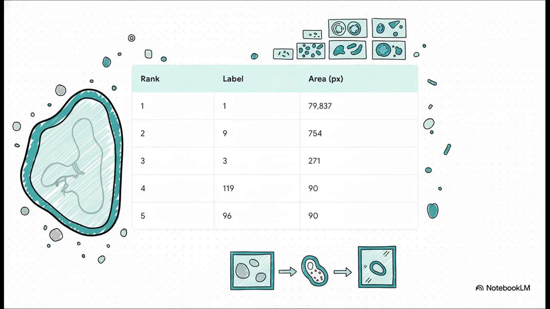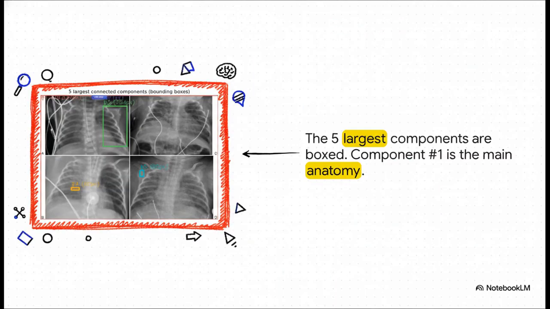But just look at this table. The biggest object has an area of almost 80,000 pixels. The second biggest, it's only 754 pixels. It's pretty obvious that one of these things is not like the others. There's one object that is just way, way bigger than anything else. And we can see it right here. The algorithm has drawn boxes around the 5 largest objects it found. And that giant red box, the one labeled number 1, that's our 80,000 pixel superstar. It's clearly grabbed the main anatomy of the chest. Everything else is just noise.